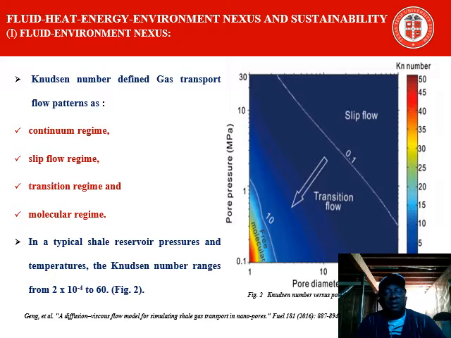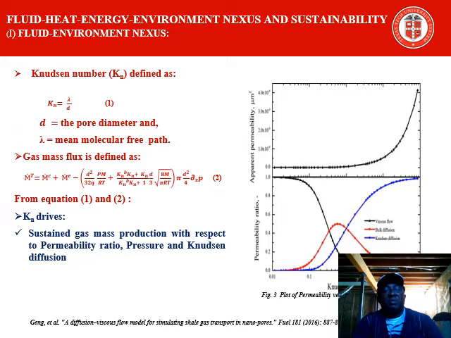Figure 2 shows the regimes, and also the Nexus numbers in the various regimes. This slide confirms for fluid and environment nexus that the Nexus number drives sustained gas mass production with respect to the responsive properties like Nexus diffusion, pressure, and permeability ratio.